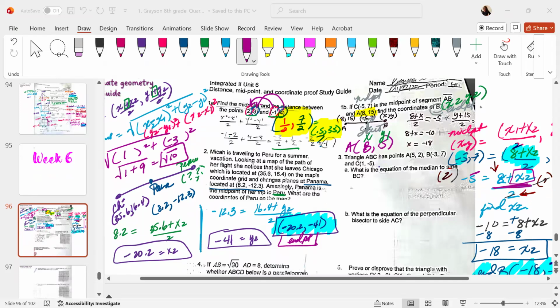8.2 times 2, correct? Yes. Minus 35.6. Okay, 19.2. Is that what you have? No, I got negative 18.2. All right, well, figure that out, what happened there.